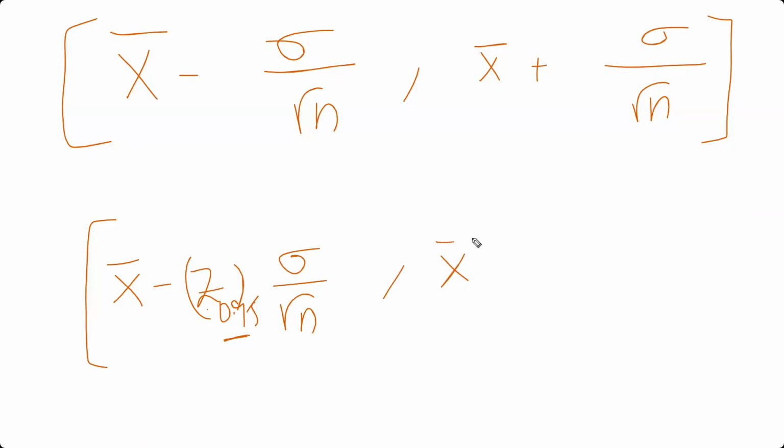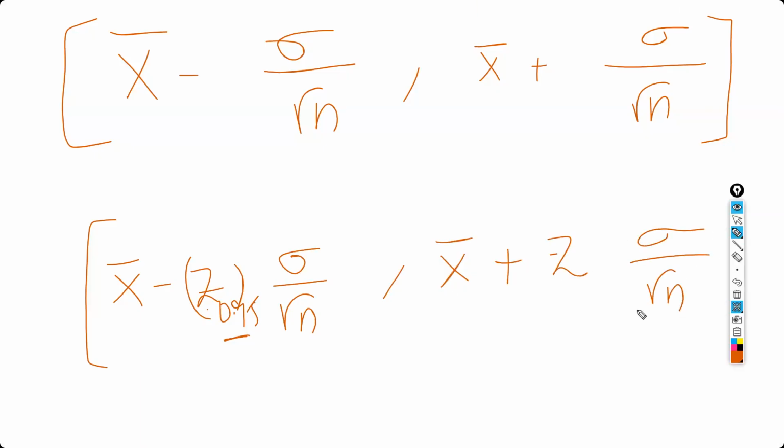Along with this, x bar plus z times sigma by root n. You have to multiply with z. The z value you have to multiply. The only difference is this. Now, with this interval, you'll get exactly 95% as the answer.